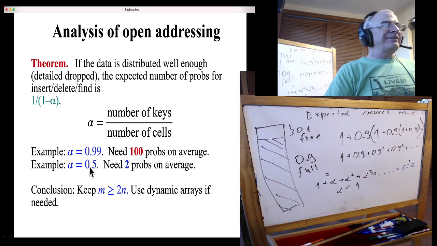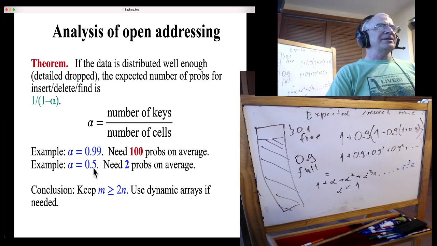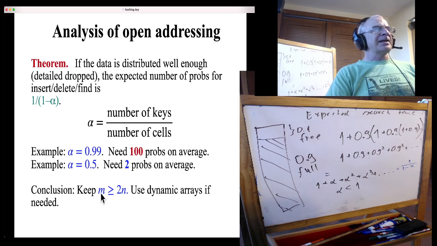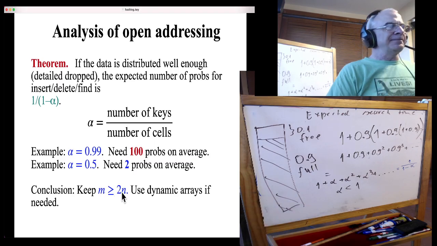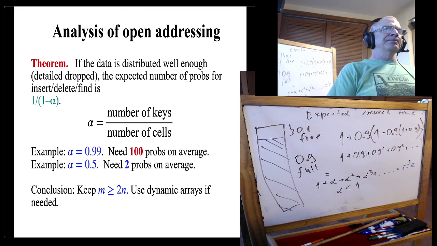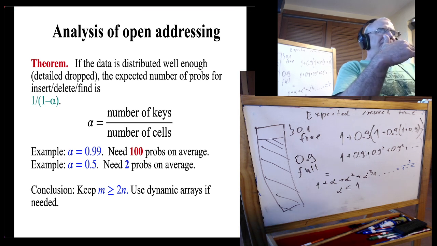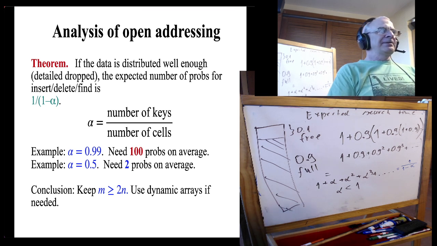If you keep alpha to be only half, which is the recommended policy always, then we need only 2 probes on average. In other words, make sure that M, the size of the table, is at least 2 times N, the number of keys that you are intending to insert. And the moment that you are beyond this threshold, double or at least increase the size of the table. Okay, we are good with this part.